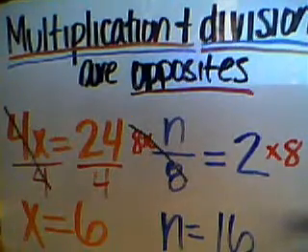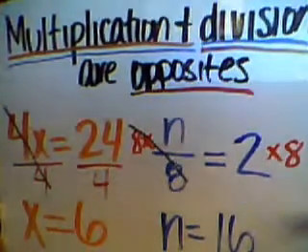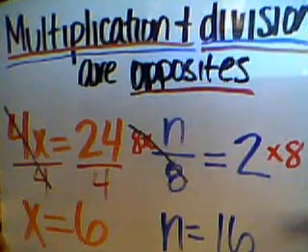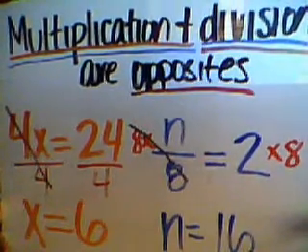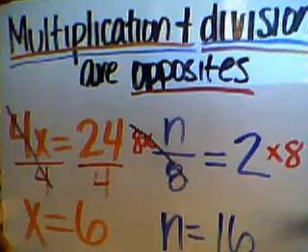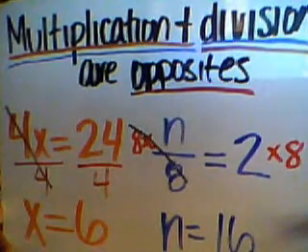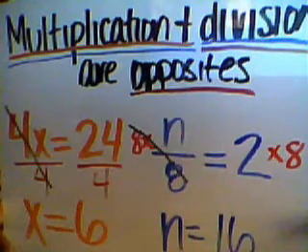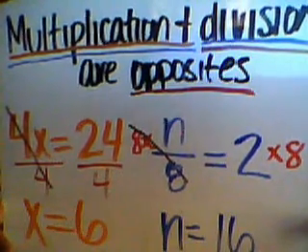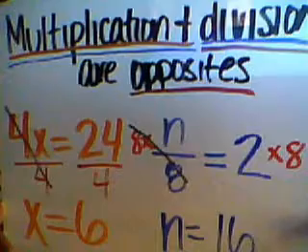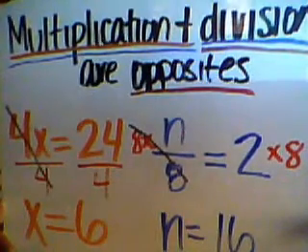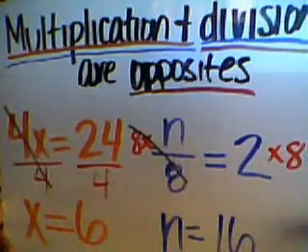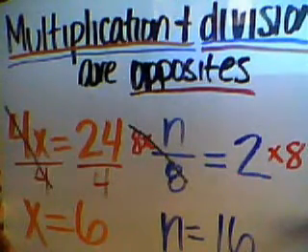On the division side, if the 8 is dividing the n, in order to counteract that operation, you have to multiply. In order to counteract a division problem, you have to multiply. And so 8 divided by 8 leaves us with 1, or the n by itself, the 1n by itself. And then because we multiply by 8 on one side, we multiply by 8 on the other side. So we get n on one side, 16 on the other side.